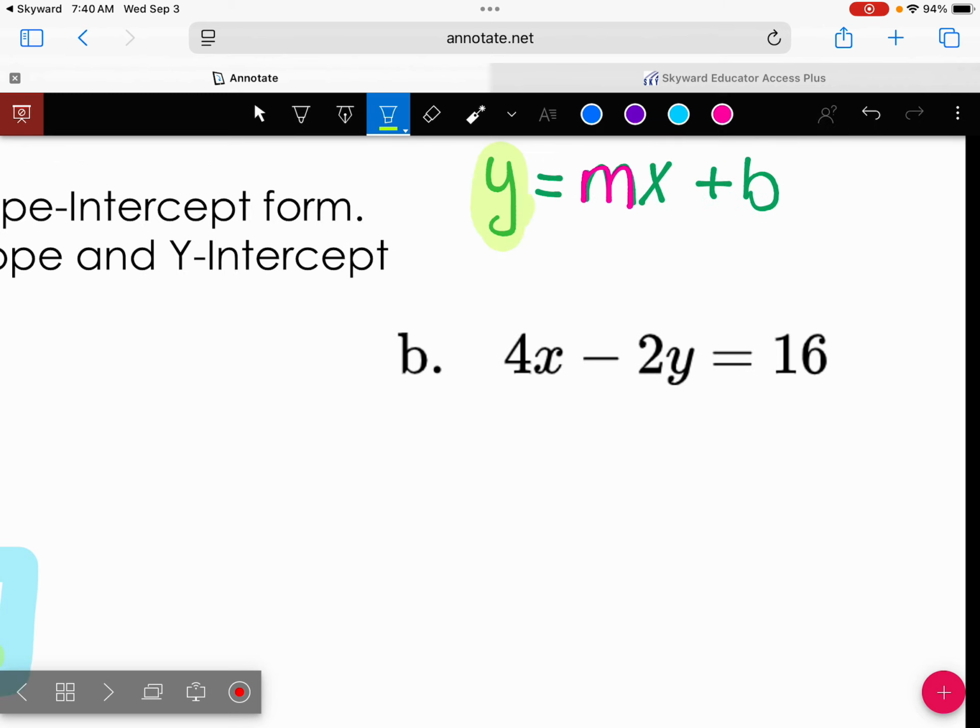I want my y to be all by itself. Say it a little louder. Subtract 4x. Exactly right. Let's get that 4x to the other side of the equal sign. I want him to stay. Everybody else has got to go. Can't stay here. Gotta go home.